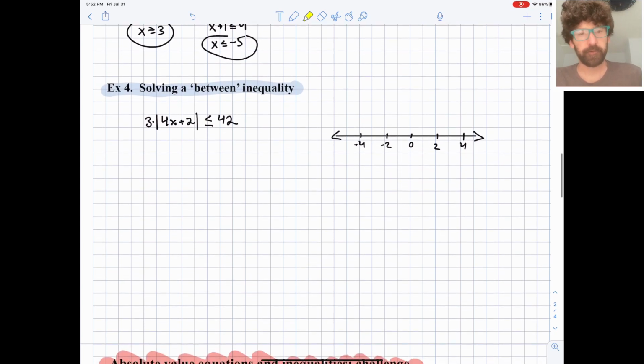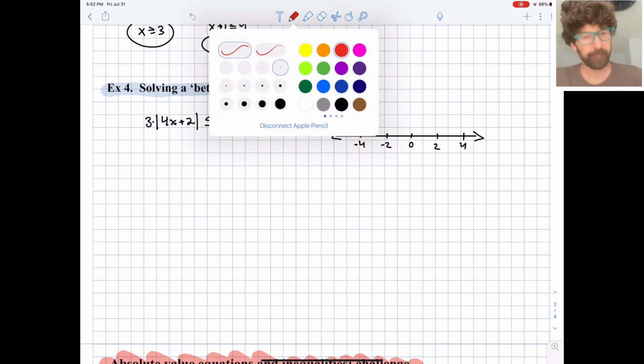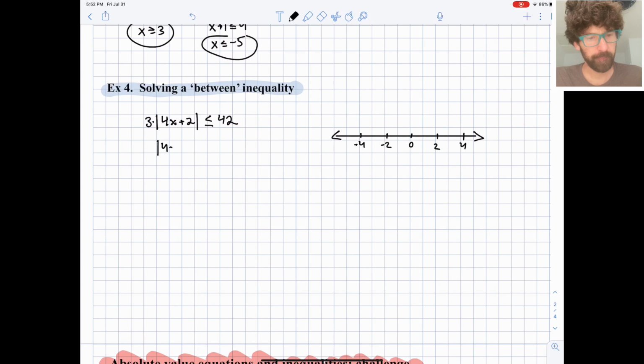Lastly, we're going to solve a quick between inequality. We can divide both sides by 3. And then we can start our double pathway. So the first one's the simple one, where the inequality didn't change any signs. And I'll keep going with that. 4x is less than or equal to 12, which means x is less than or equal to 3.